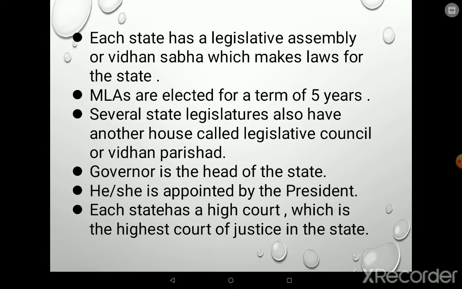The governor is the head of the state, and the governor is appointed by the president of India for a term of 5 years. And the governor, along with the chief minister, ensures that the state is running in a proper manner or proper condition. And each state has a high court, which is the highest court of justice in the state.